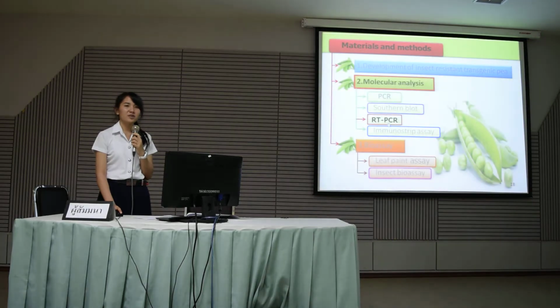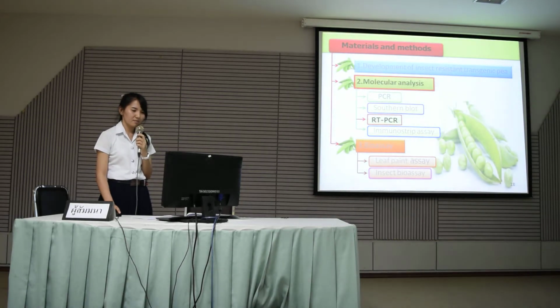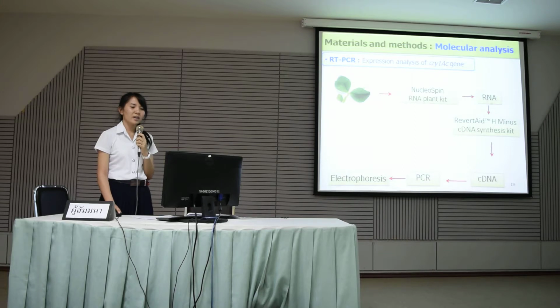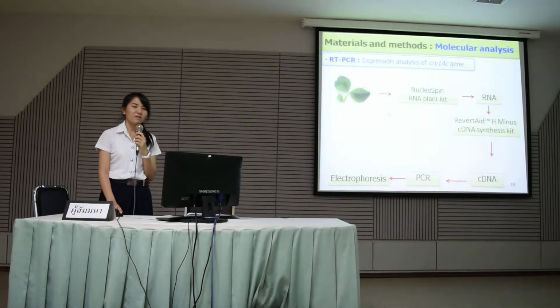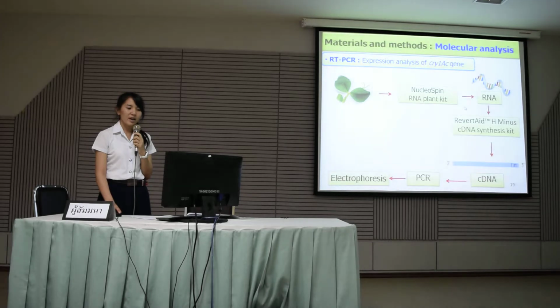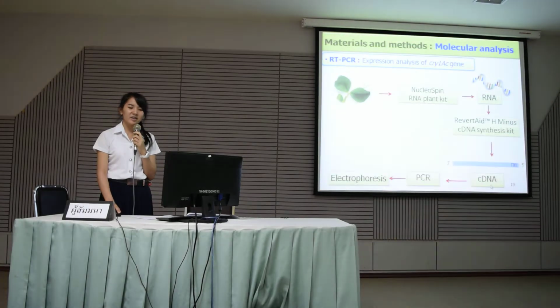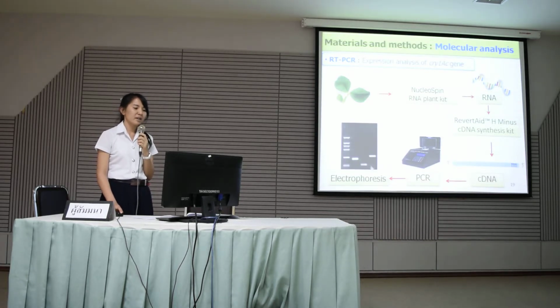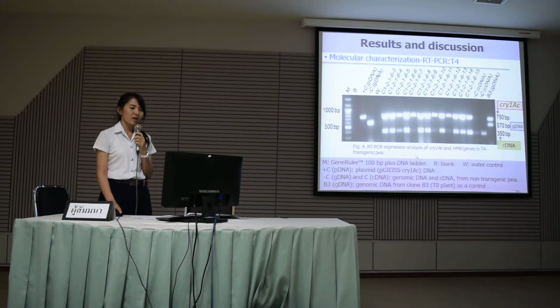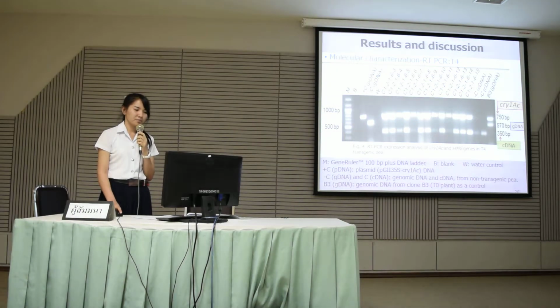Next step is RT-PCR. RNA was isolated by NucleoSpin RNA Plant kit from leaf of transgenic P, and cDNA was synthesized by reverse transcription cDNA synthesis kit, and the cDNA was used for PCR and analyzed by electrophoresis. The result is shown in figure 4.